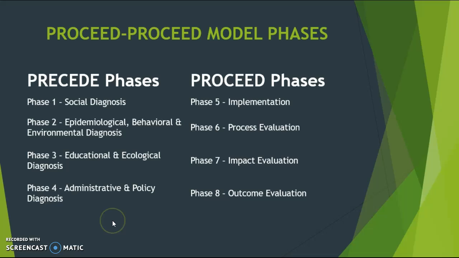So phase 1 is the social diagnosis. Phase 2 is the epidemiology, behavioral, and environmental diagnosis. Phase 3 is the educational and ecological diagnoses. And then phase 4 is the administrative and policy diagnosis. So these are your evaluation processes. Once you have all these, then you can go into your implementation plan based on the needs and what is leading up to the health disparities.